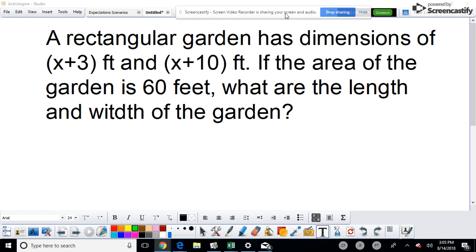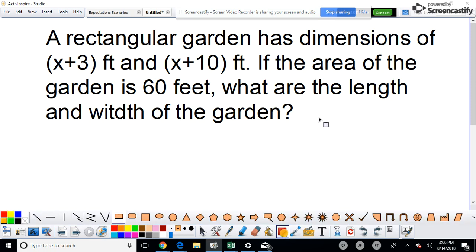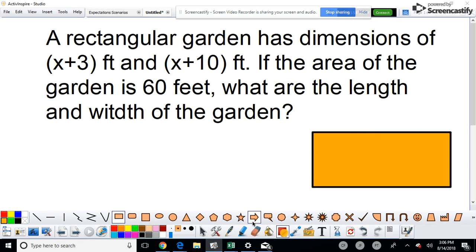In this problem, it says a rectangular garden has dimensions of x plus 3 feet and x plus 10 feet. If the area of the garden is 60 feet, what are the length and width of the garden? I'm very visual. It says that we have a rectangular garden, so let me go ahead and draw my rectangle. It's a nice looking rectangle.